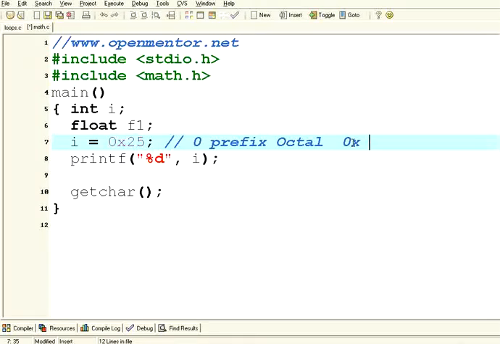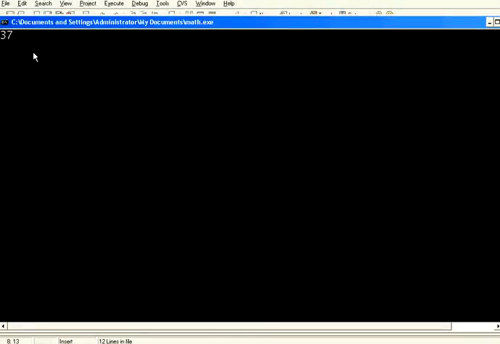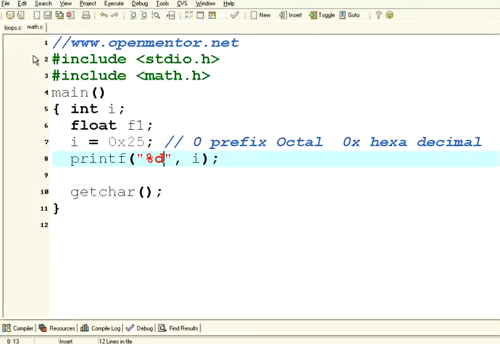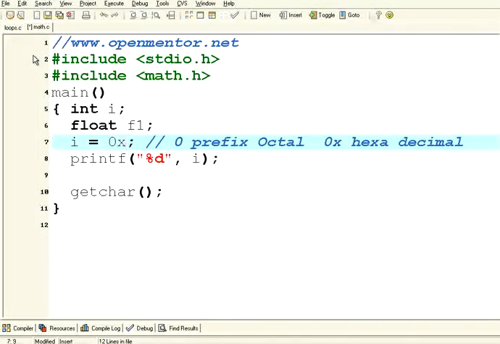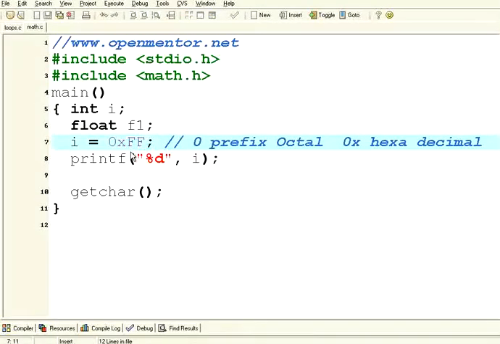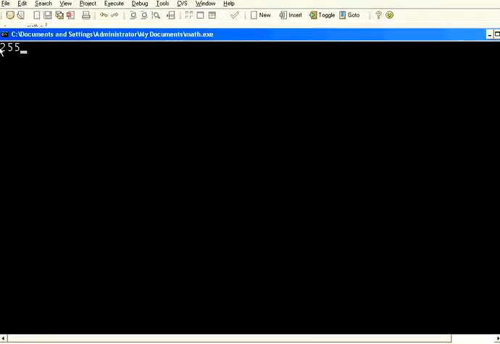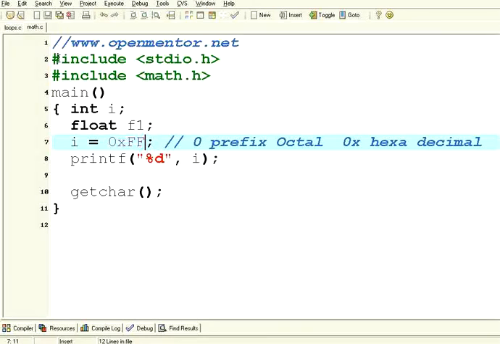0x means hexadecimal. So I'm printing it in decimal mode. What is the equivalent of hexadecimal 25? Now if I do that, the decimal number 37 is equivalent to the hexadecimal 25. In hexadecimal, you also have the alphabets A to F. A stands for 10, F stands for 15. Now let me see what is the equivalent of this. FF in hexadecimal means 255 in decimal. So you can use octals or hexadecimals in C programming.